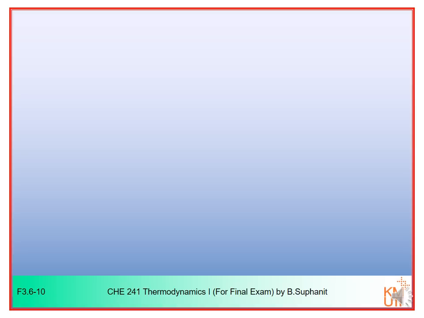All right. Now we will calculate the utilization factor, but we need to calculate the heat input first. So we will determine Q in first. Q in can be calculated from the energy balance around the boiler.